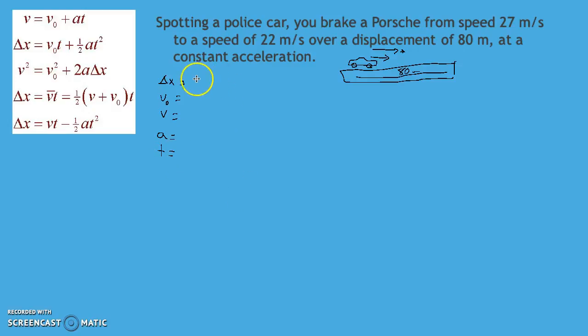Alright, so we know the displacement is going to be 80 meters. We know that we start with an initial velocity of 27 meters per second, because that's how fast we're going at first. We know that we have a final velocity of 22 meters per second, because that's what we slowed down to. And that's all that we have. We don't know what the acceleration is, we just know it's constant, which means we can use these equations in the first place. And we don't know how much time it took.